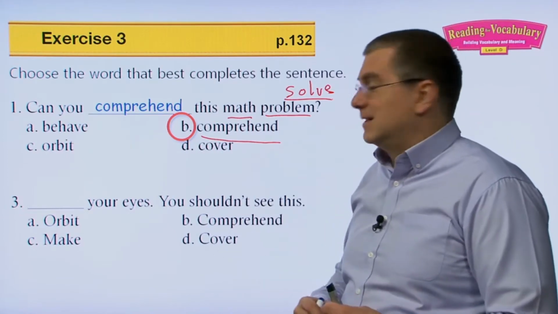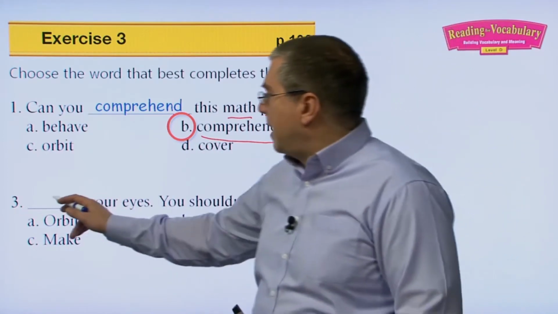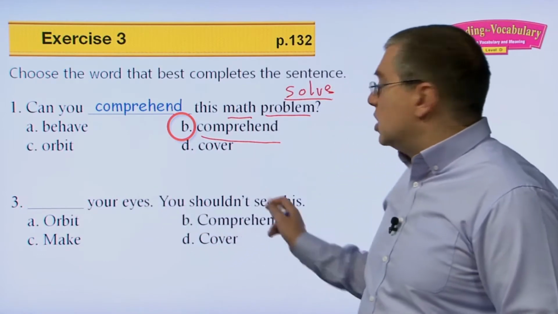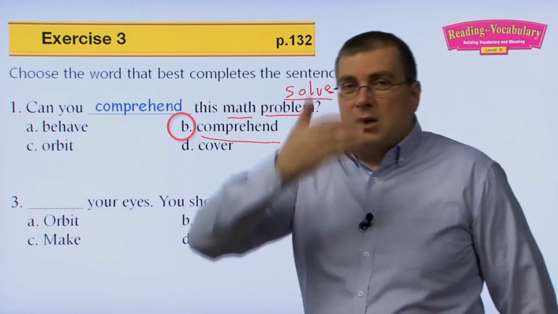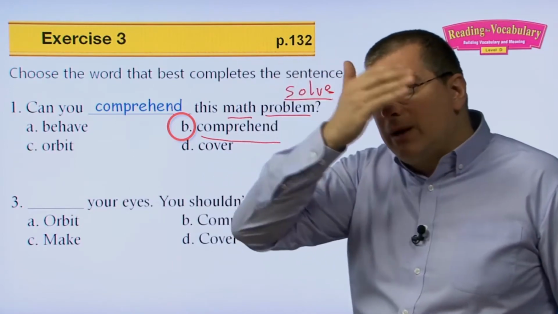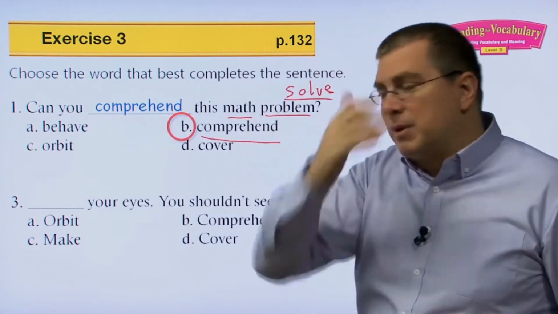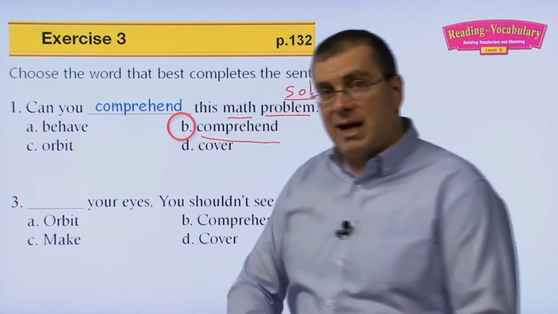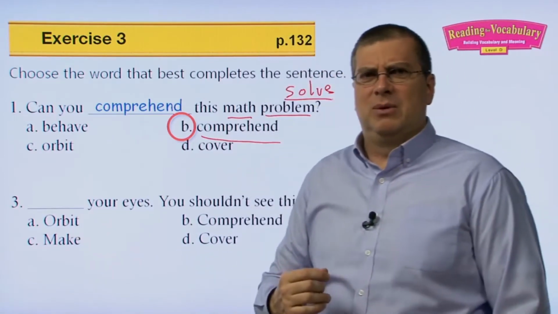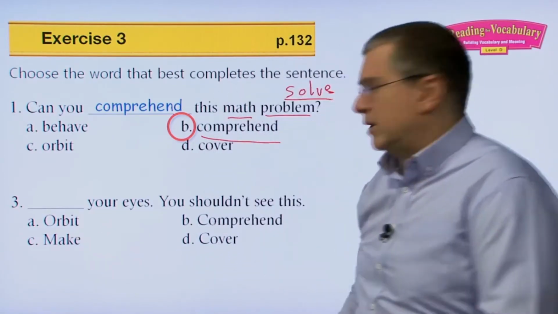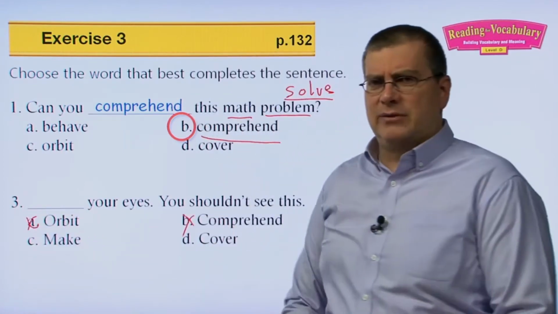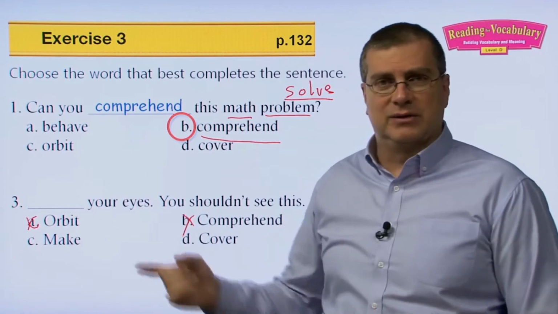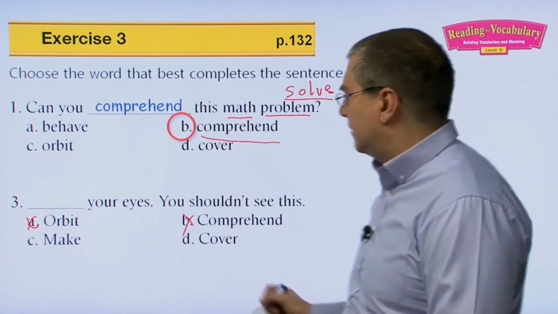Okay, next one is a command. Beep your eyes. You shouldn't see this. So if your friend says, oh, don't look, right? You want to do this to your eyes. What am I doing, right? So I cannot see something. Am I orbiting my eyes? That would be really weird, right? My eyes turn around. That's strange. Now, I'm not orbiting my eyes. Am I comprehending my eyes? Well, I understand my eyes, but I can still see. That's weird, right? We don't say that.